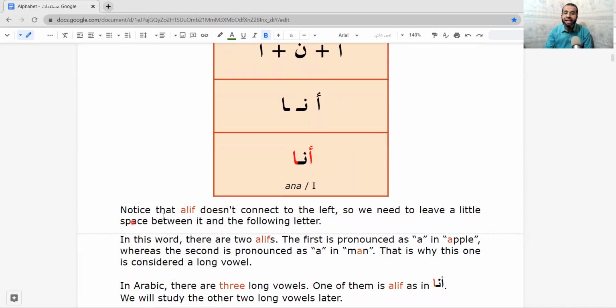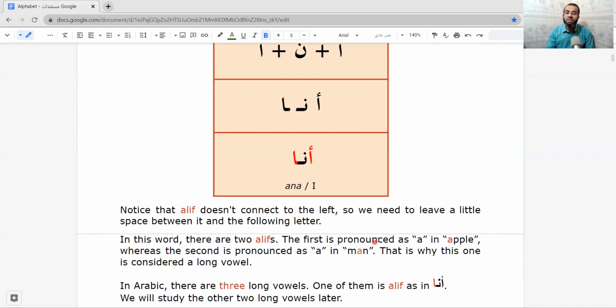Notice that Alif doesn't connect to the left. Look here. This is Alif, followed by Noon. They are not connected. So we need to leave a little space between it and the following letter. Here there is a little space between Alif and Noon. But here, the Alif is connected from right. In this word, there are two Alifs, the first and the last.